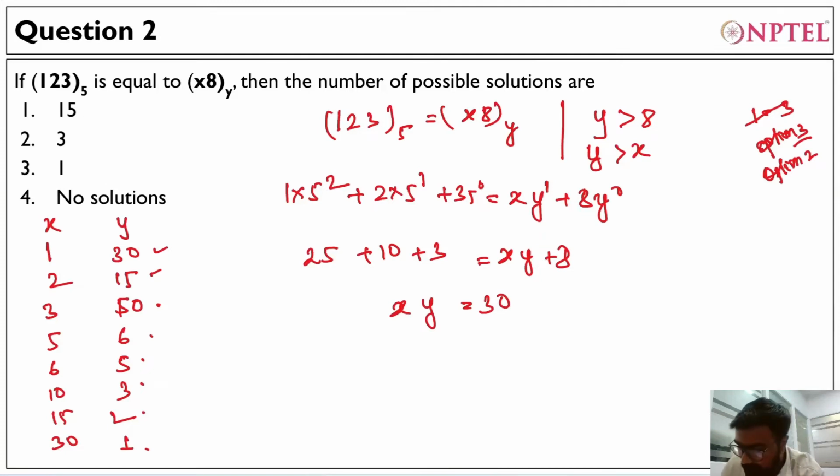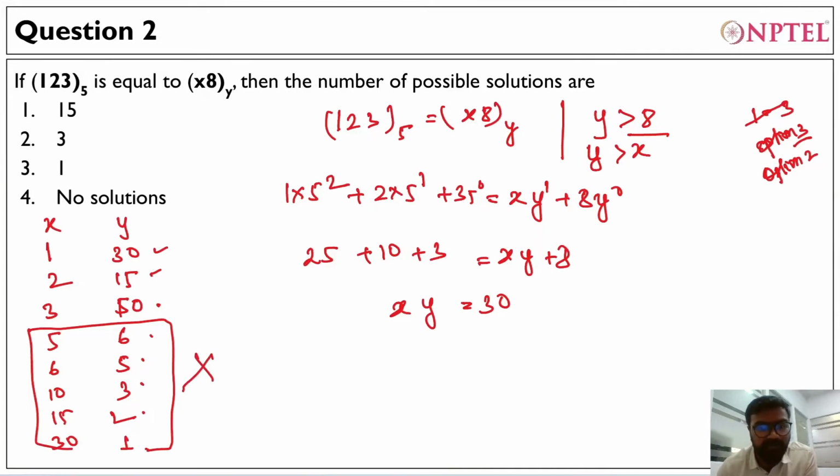And it is not in the answer options. Why? Because we have certain constraints here. y should be greater than 8. So you will see all of these options are eliminated, because for all of these options y is not greater than 8. So how many options do we have? We have this one and this one. And you also have to see the second constraint, whether y is greater than x or not. You see that for all of these options y is greater than x.